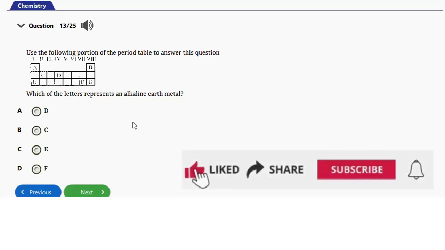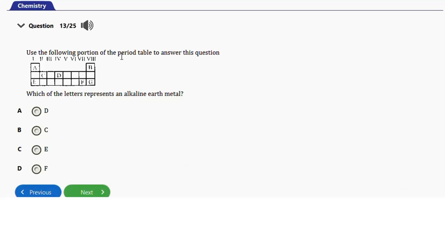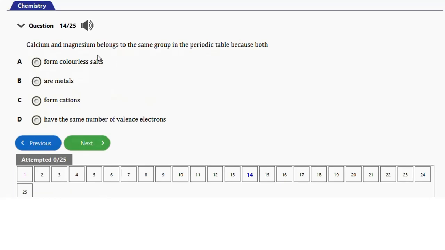Really appreciate this. This question says use the following portion of the periodic table to answer this question. Which of the letters represent an alkaline earth metal? So is this C under group 2. Okay, option B. Next question will be this one. It says calcium and magnesium belong to the same group in the periodic table because they have the same number of valence electrons. Option D.